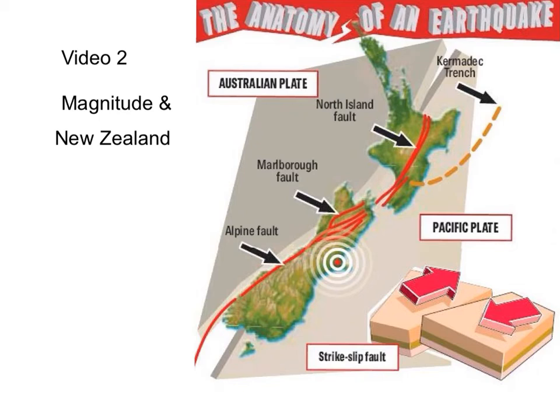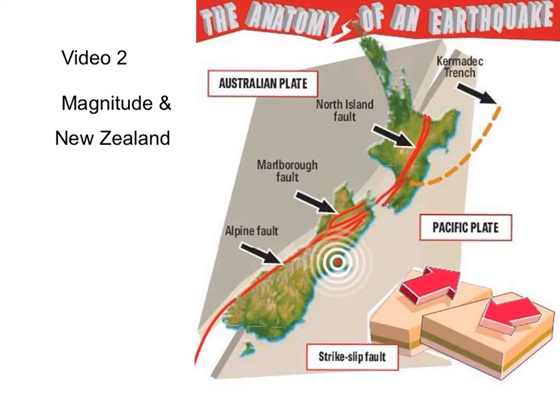This is video 2, covering magnitude of earthquakes and earthquakes in New Zealand. This video covers the last details of section 1 of the report. We are looking at what magnitude is, which is measuring the energy that is released by earthquakes, giving it a value, a way to compare different earthquakes around the world. And we'll also look at New Zealand and why we have so many earthquakes.